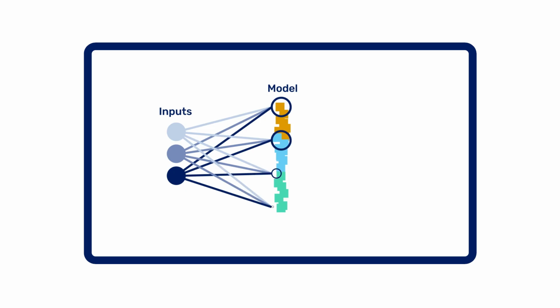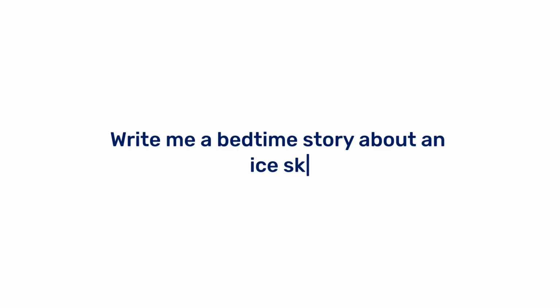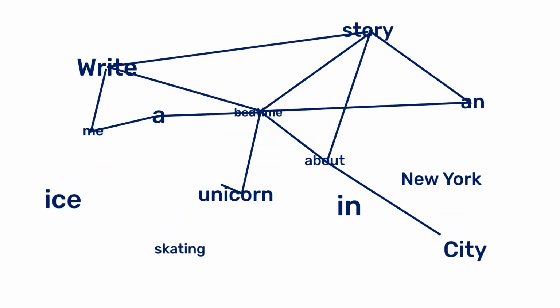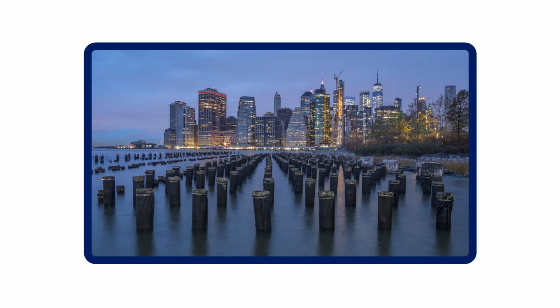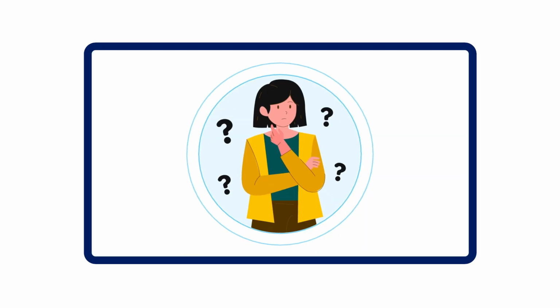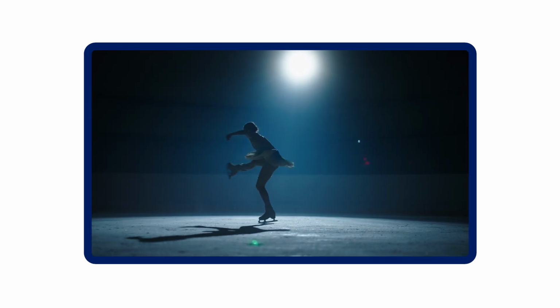Now that the model is trained, it's time to enter a prompt. Let's say we input the prompt, "Write me a bedtime story about an ice skating unicorn in New York City." The model will first break down the elements in the prompt and try to understand their role and meaning based on the relationship to other elements. It might recognize New York City as a location or setting for the story. It might identify the meaning of "about" here to indicate the topic of the bedtime story. It might recognize ice skating as a skill possessed by the unicorn.